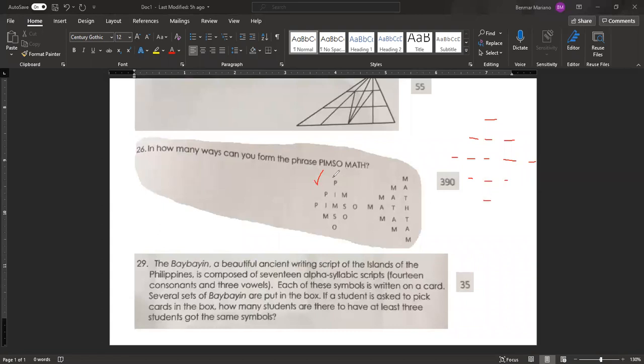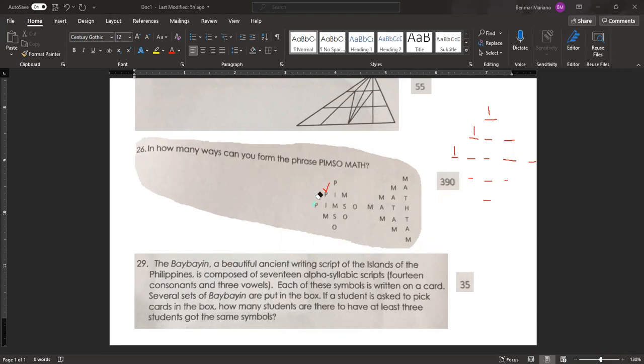Isn't it that we will start at letter P? So since we will start at letter P, we'll just simply put 1 here. 1, 1, 1. Question? No. Okay. Next.